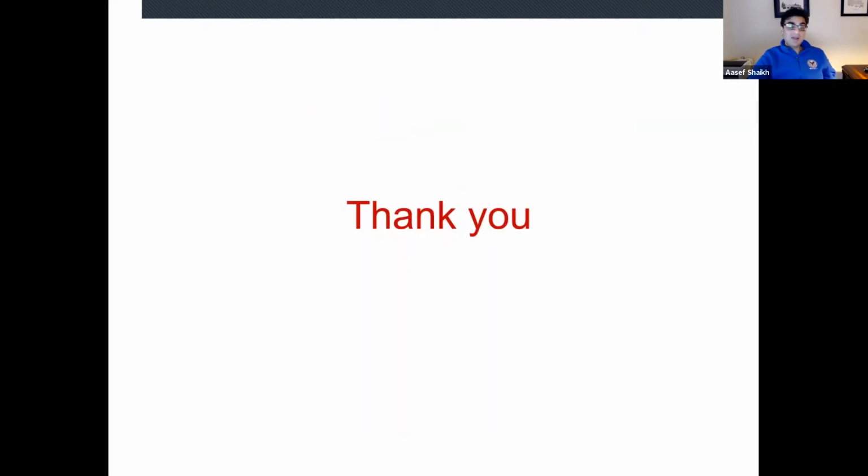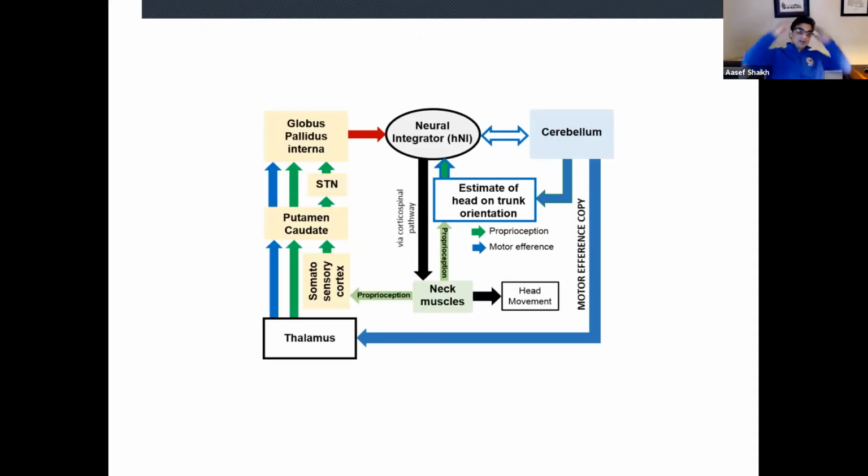So this is all I wanted to tell you. I'm just going to project this circuit for you guys to think about. I'm not going to talk much about it, but this is the circuit that we had worked on, a circuit where we used a neural integrator connected with the cerebellum. The cerebellum gives an estimate of the orientation and feeds back there, and the copy goes to the thalamus and then to the basal ganglia, back to the neural integrator, with the neck muscle connected to all this. So it's a network. I think we can open for discussion because I'm done.